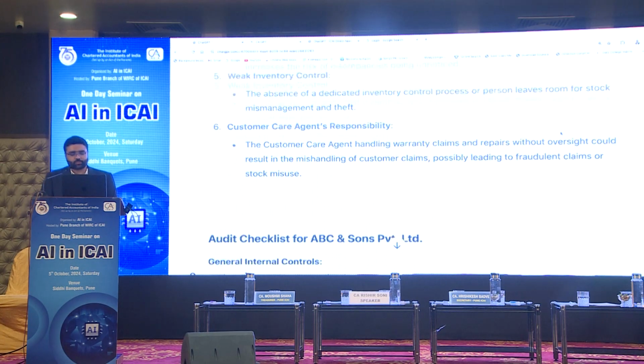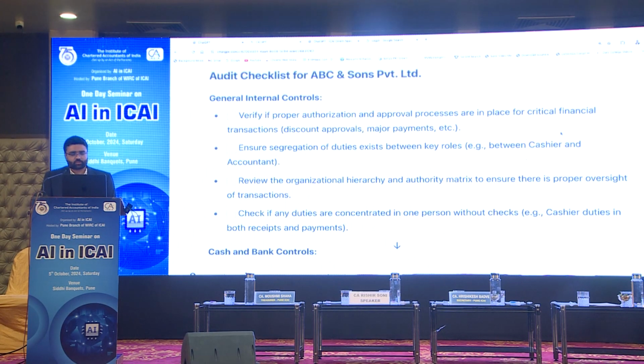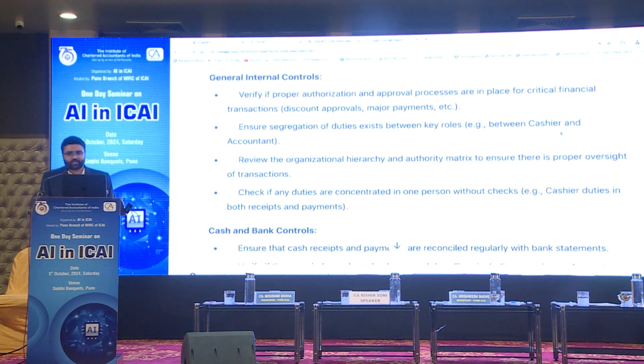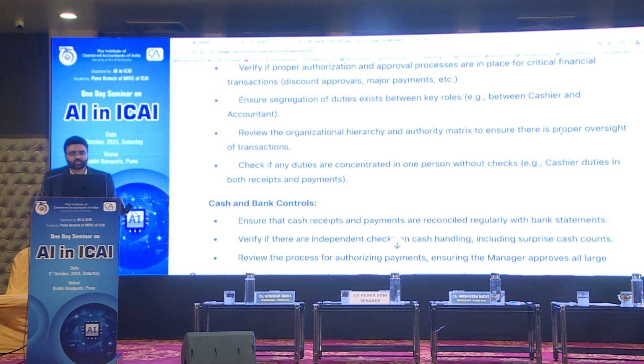Now let's go to the next part, which is the checklist. So it has given me a checklist of the general internal controls which I'll have to look for in this particular company. Verify if proper authorization and approval processes are there. Ensure that there is a segregation of duties, and if there are any weaknesses, what the management is doing for those weaknesses. Review the organizational hierarchy and authority matrix, and check if any duties are concentrated to one person.